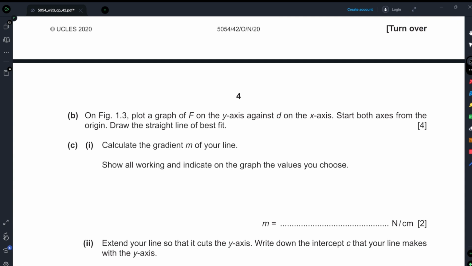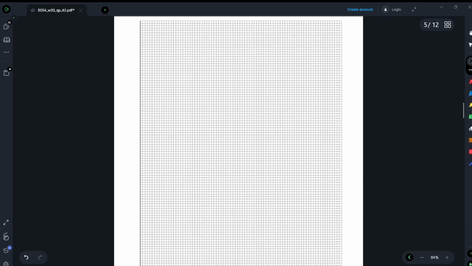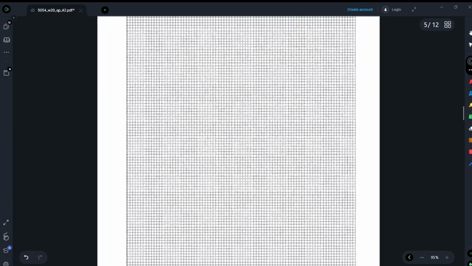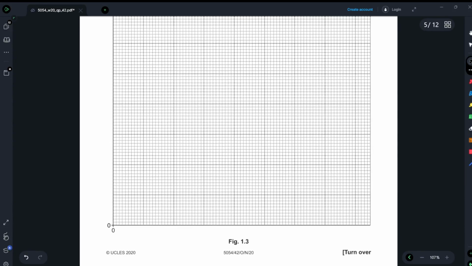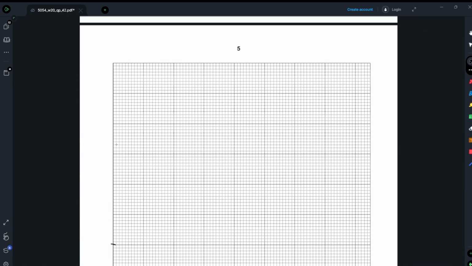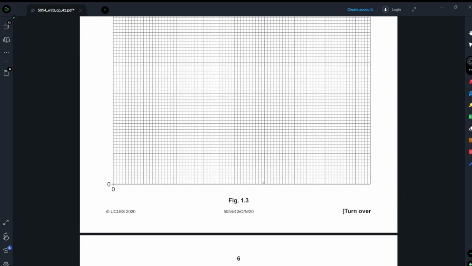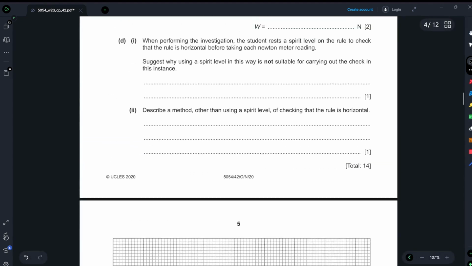On figure 1.3, plot a graph, F on the y-axis, d on the x-axis. Start both axes from the origin. Okay, so we are going to start both off from the origin. Again, we need to count the number of boxes. So you've got 1, 2, 3, 4, 5, 6. That's 6. And then that's a huge graph. 7, 8, 9, 10, 11, 12. 12 boxes on the y-axis. And 1, 2, 3, 4, 5, 6, 7, 8, and 9. So 8 full boxes on the x-axis.